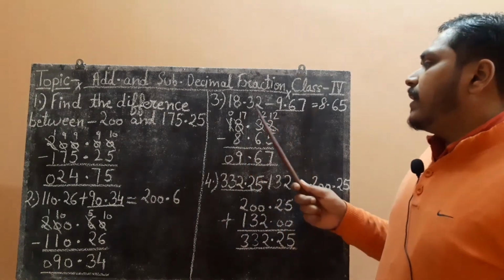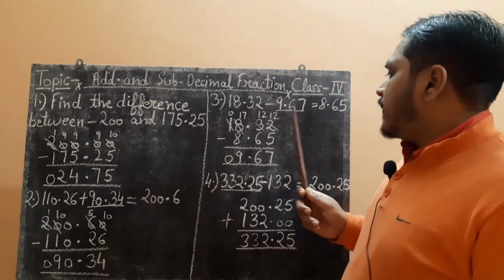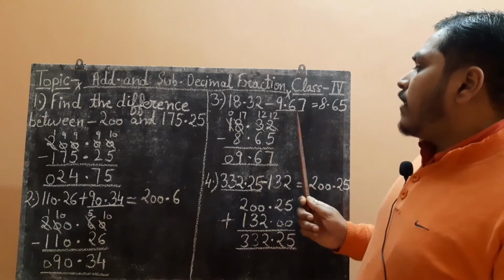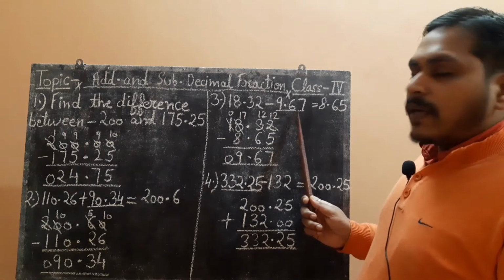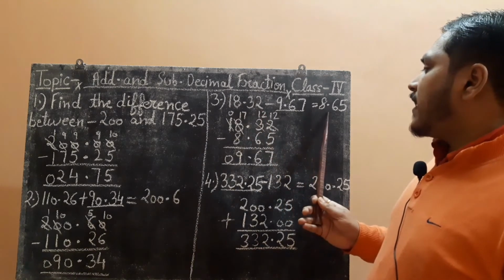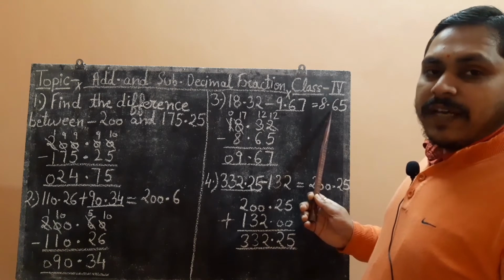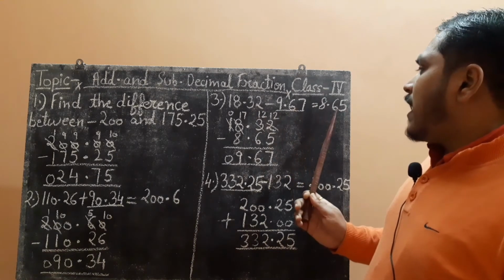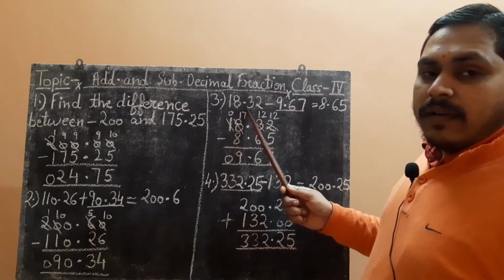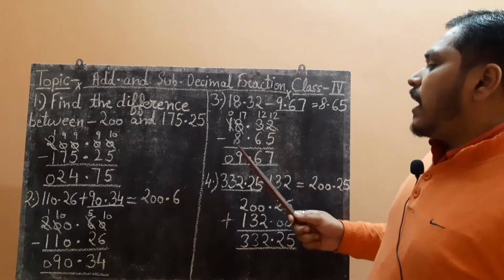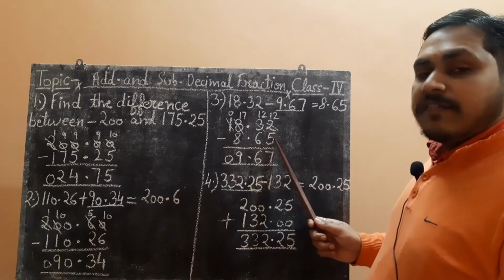Question number 3. 18.32 minus dash is equal to 8.65. Now again you have to subtract a number. You have to subtract a number from 18.32 to get the answer as 8.65. So how will you find this answer? 9.67. You will subtract the answer from the given number 18.32. So 18.32 will be written at the top and you will subtract 8.65.